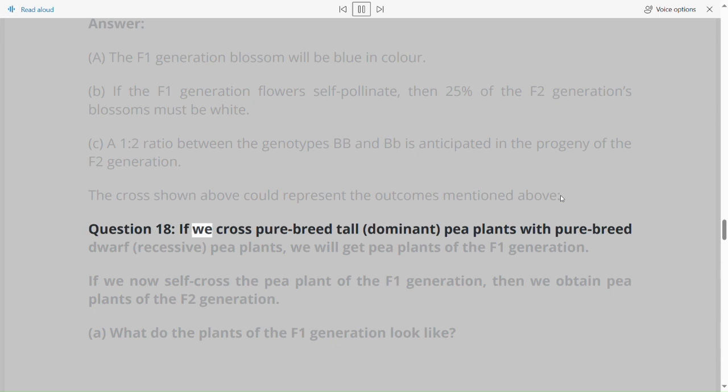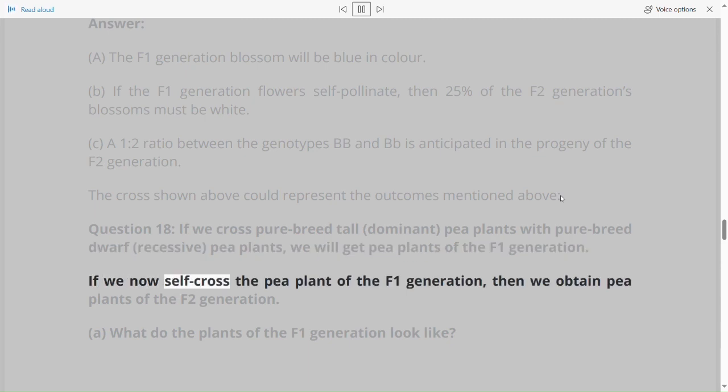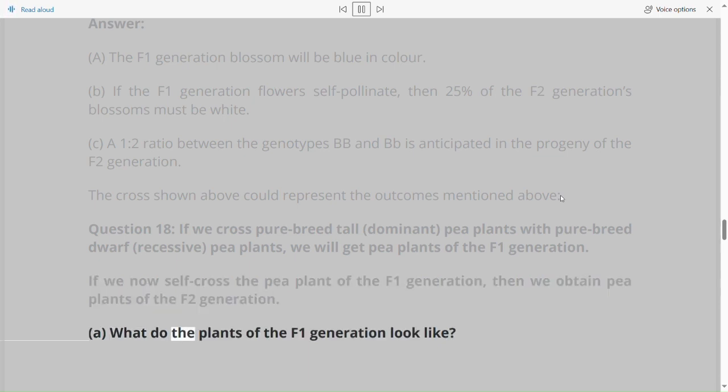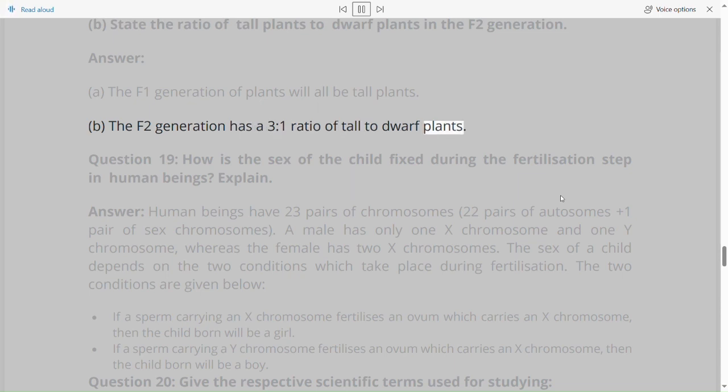Question 18. If we cross pure-breed tall, dominant, pea plants with pure-breed dwarf, recessive, pea plants, we will get P plants of the F1 generation. If we now self-cross the P plant of the F1 generation, then we obtain P plants of the F2 generation. A. What do the plants of the F1 generation look like? B. State the ratio of tall plants to dwarf plants in the F2 generation. Answer. A. The F1 generation of plants will all be tall plants. B. The F2 generation has a 3:1 ratio of tall to dwarf plants.